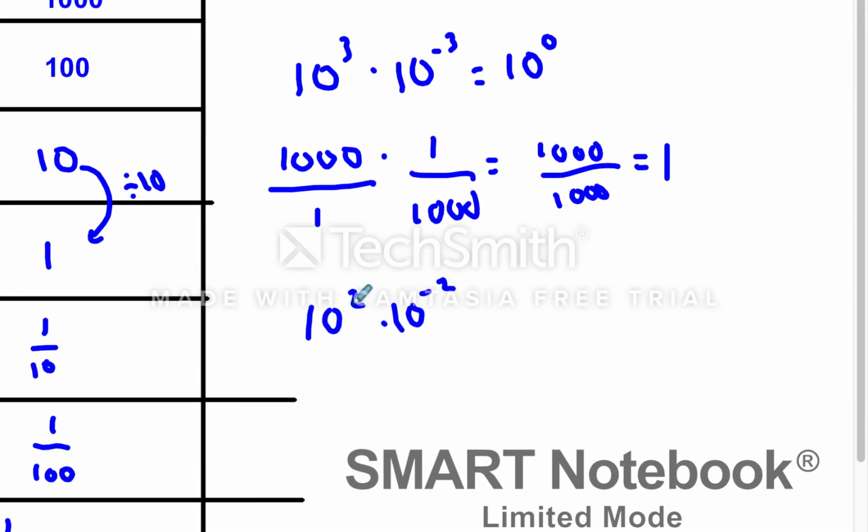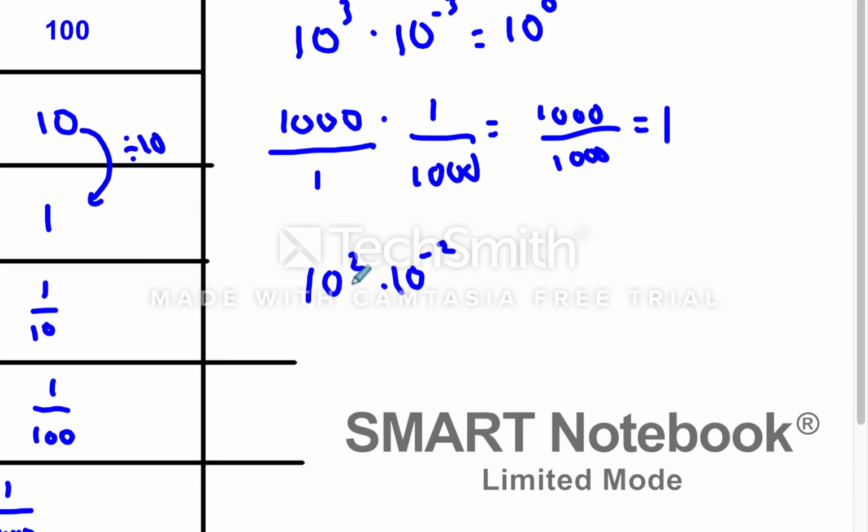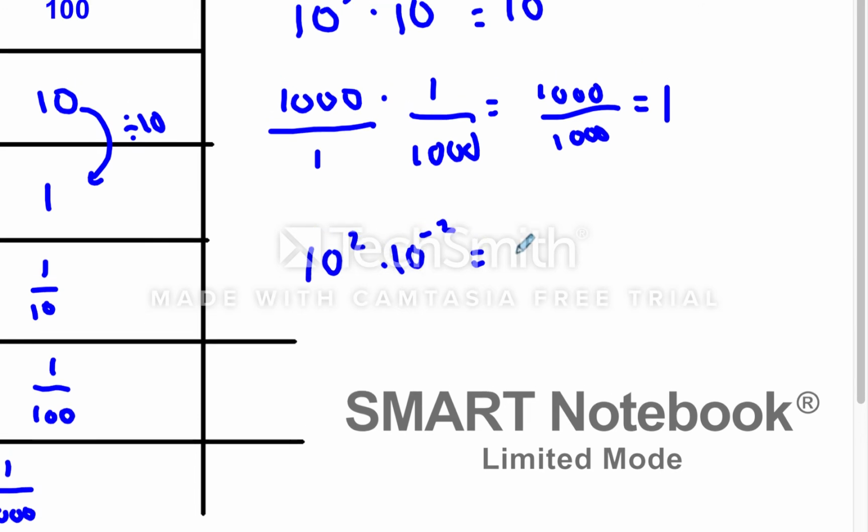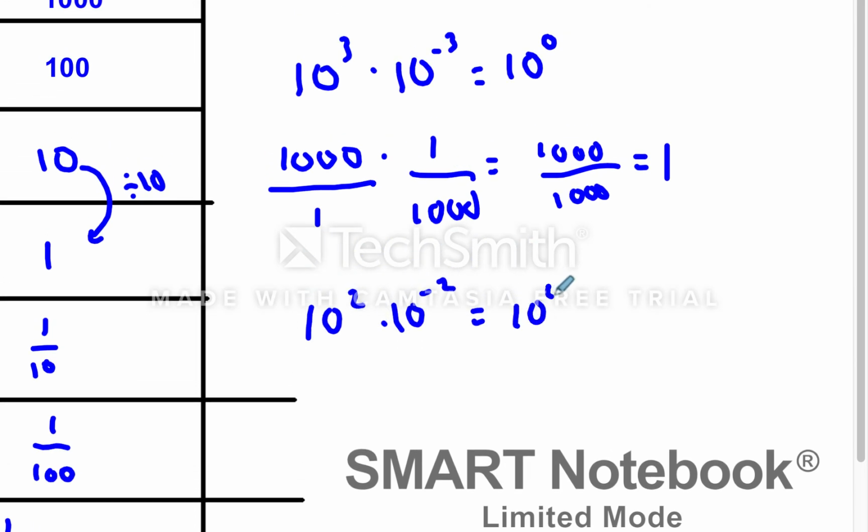10 to the second is 100. 10 to the negative second, of course, is 1 over 100. And 100 times 1 over 100 is 1. So we could say that this is 10 to the 0. And that's where this exponential law comes into play. If you have the same base, and here we have 10 and 10, you just add the exponents. 2 and negative 2 make 0.